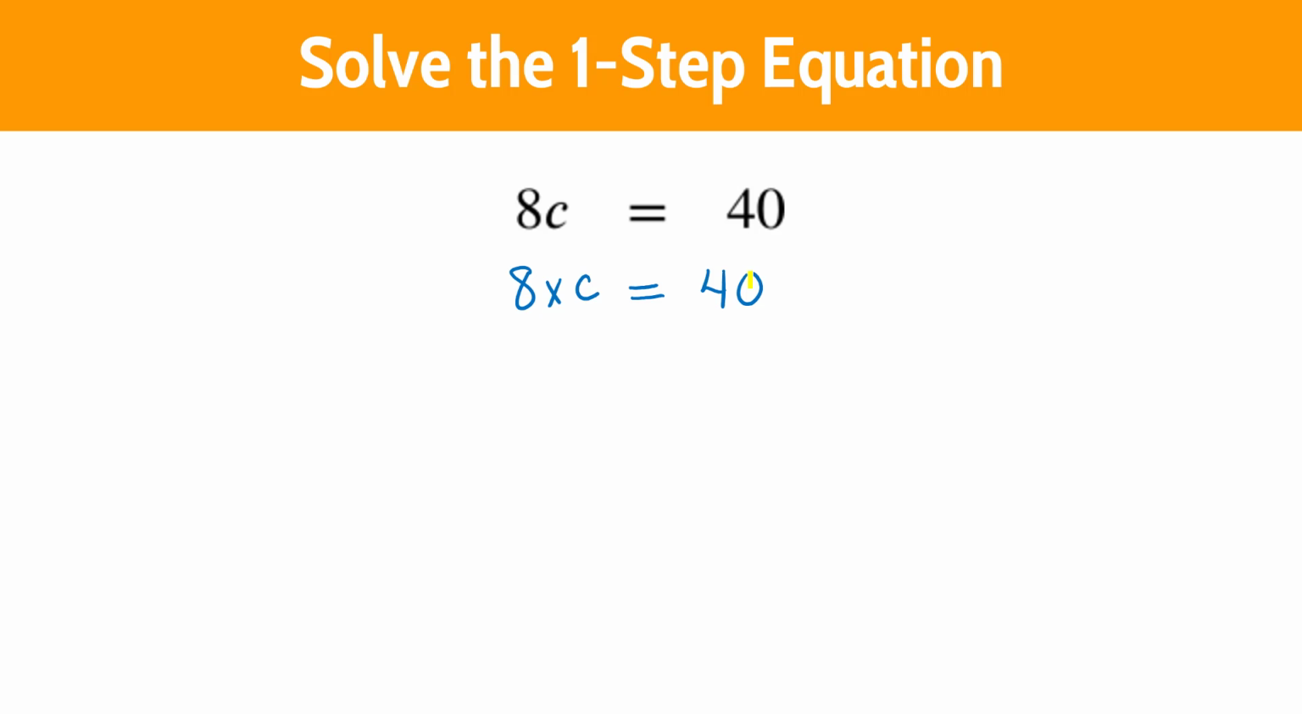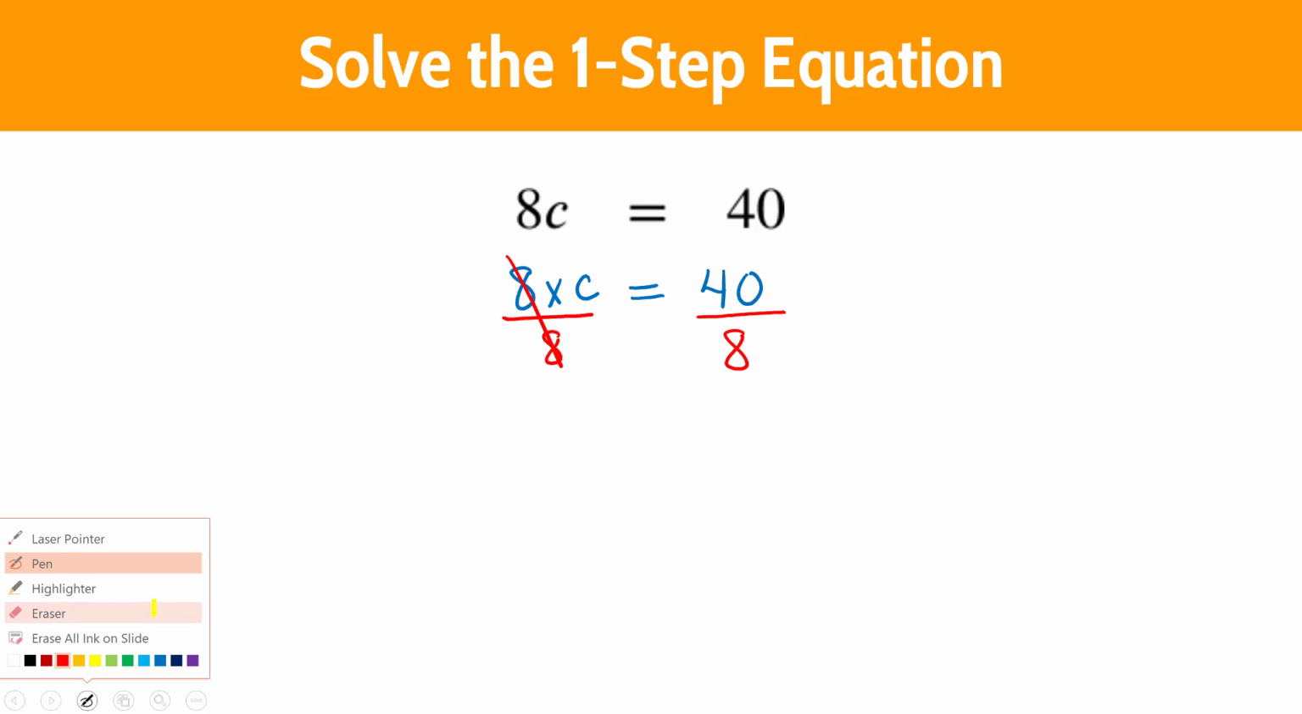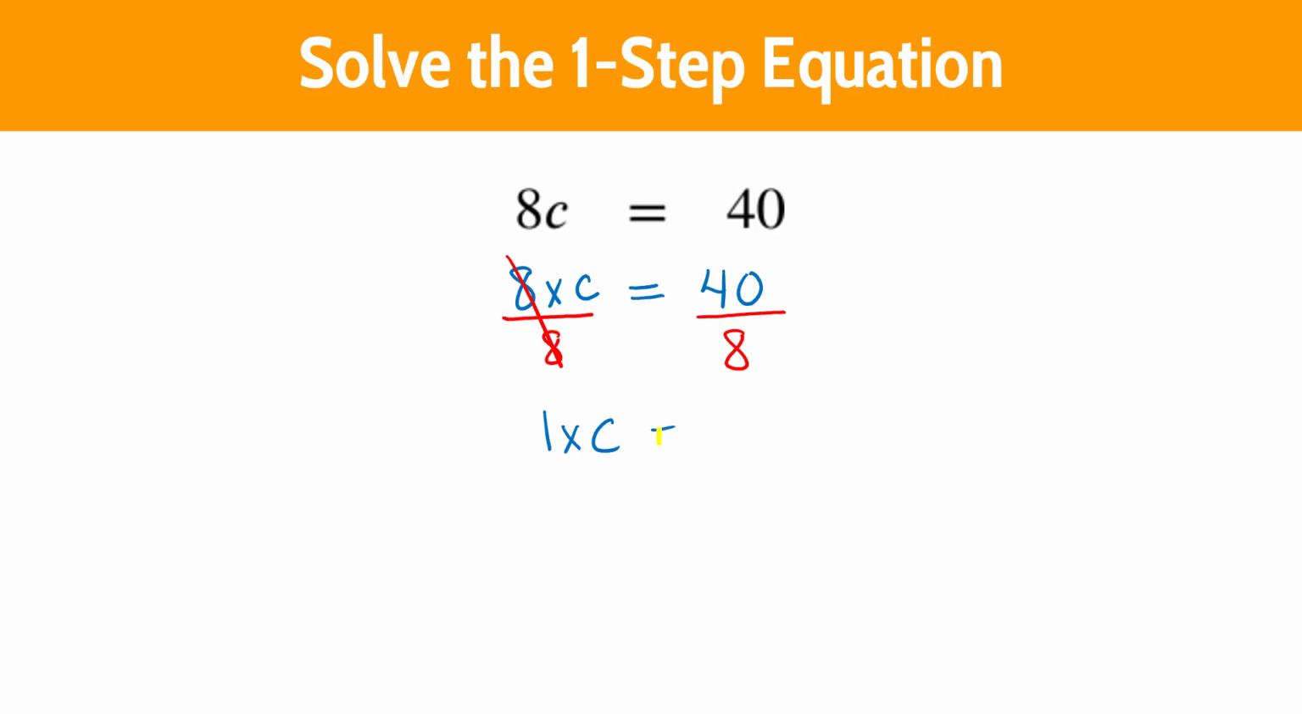Should we add 8? Should we subtract 8? Should we multiply another 8? Or should we divide 8? What will help us get rid of the factor of 8? Well, let's divide by 8. When we divide the left-hand side and the right-hand side both by 8, what happens? Well, 8 divided by 8 reduces and gives us 1 times c. And then on the right, we get 40 divided by 8, which is 5.